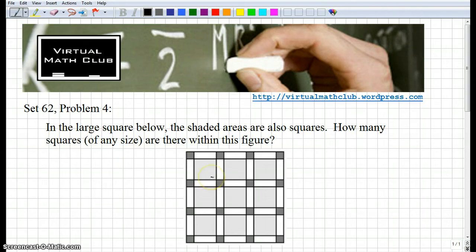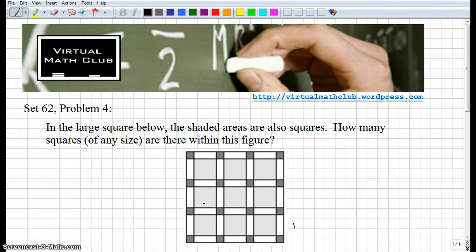In the large square below, the shaded areas are also squares. How many squares are there within this figure? Well, alright, so we're given one big square. I can count one right there. The whole thing is one big square.